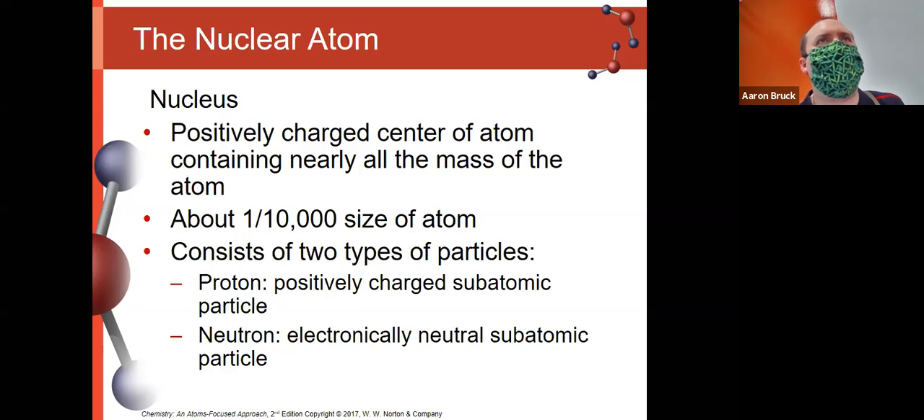1/10,000th of the volume of the atom is contained in that nucleus, which means the other 9,999 10,000ths are all represented by those electrons that are surrounding that nucleus. Inside that nucleus, we have two particles. We have the proton, which is positively charged, and we have the neutron, which is neutral in charge.